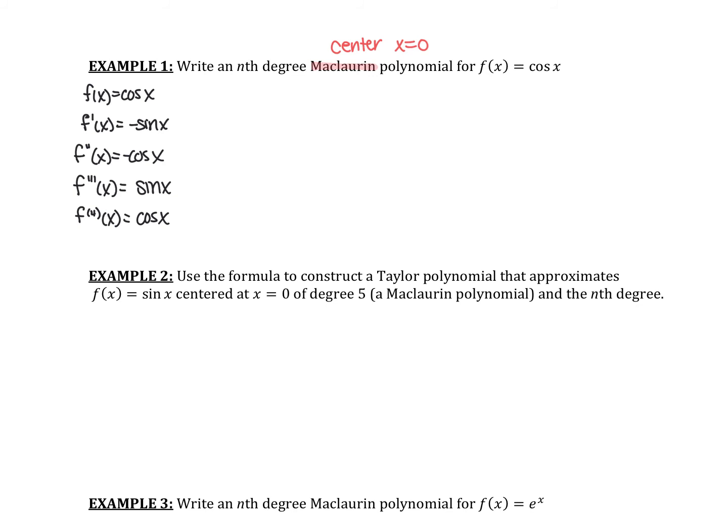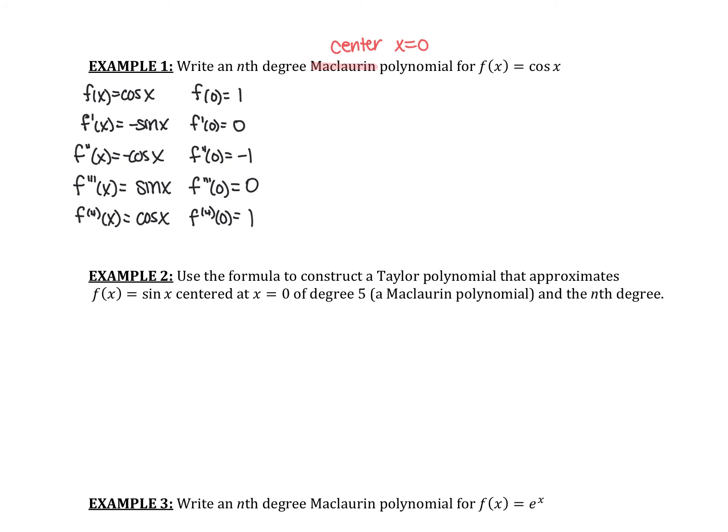What I'm also going to do is evaluate each of these expressions at the center point. Well, my center point is 0, so f of 0 would be 1. F prime of 0 would be negative sine of 0, which is 0. F double prime of 0 would be negative 1. The third derivative evaluated at 0 would be 0. And the fourth derivative evaluated at 0 would be 1.